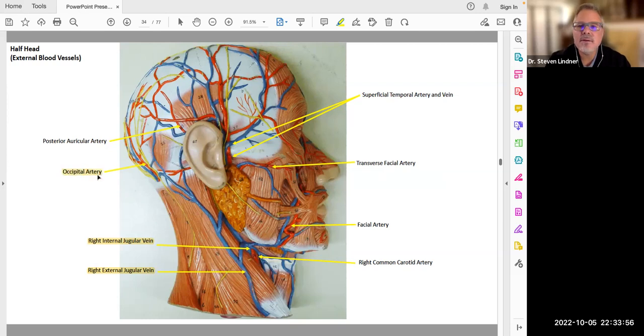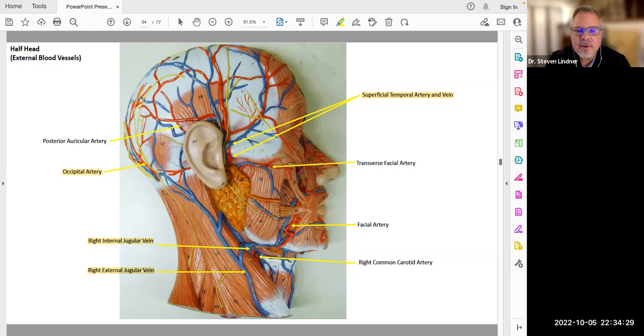Occipital artery. And this is important, the superficial temporal artery and temporal vein. These are important in smokers. There's a condition called temporal arteritis. It can lead to blindness. So oftentimes we take eye pain and pain around the temporal area pretty seriously. Okay, let's see what else.